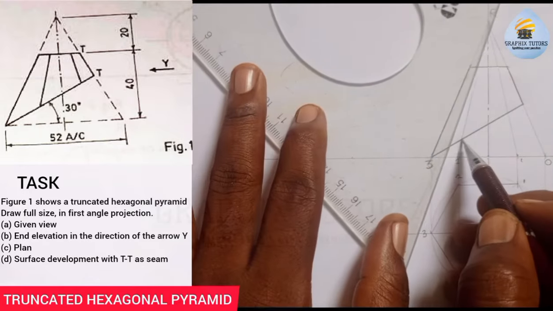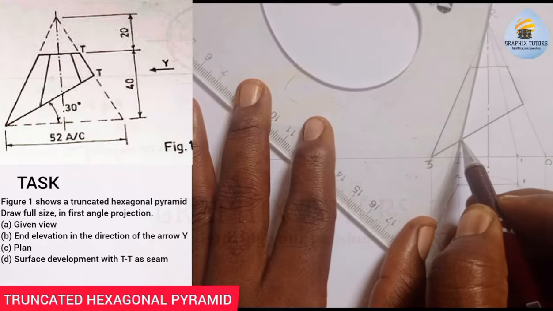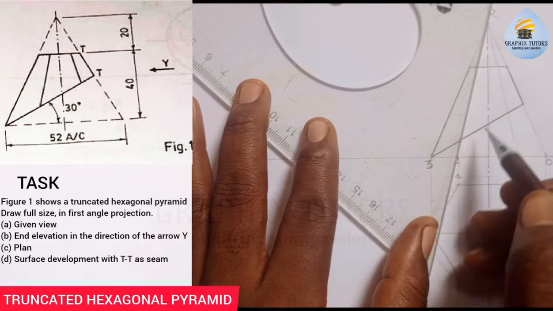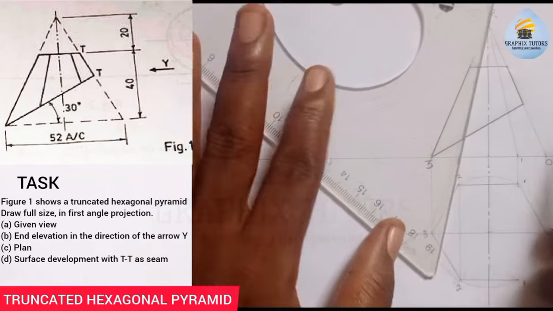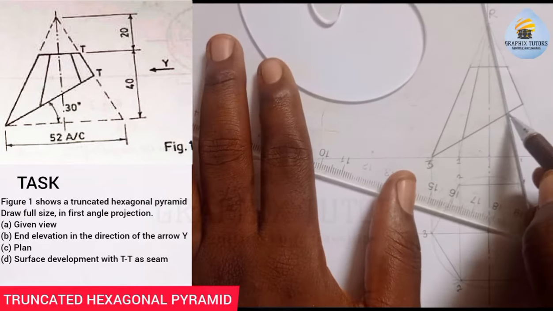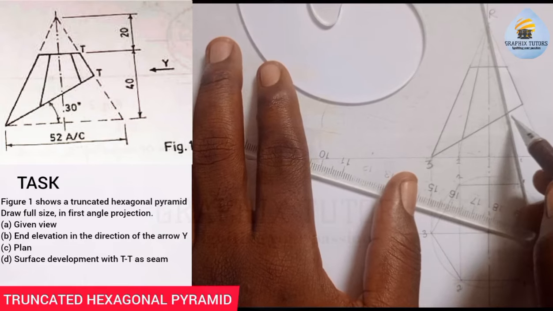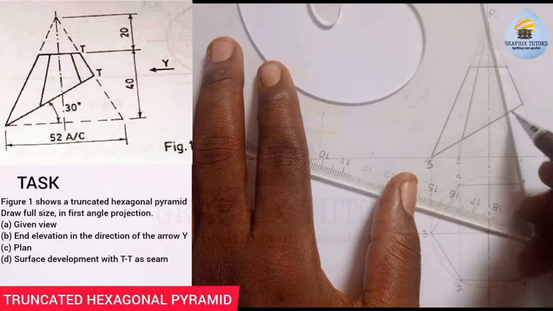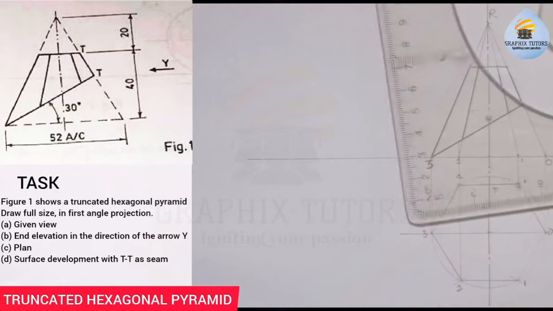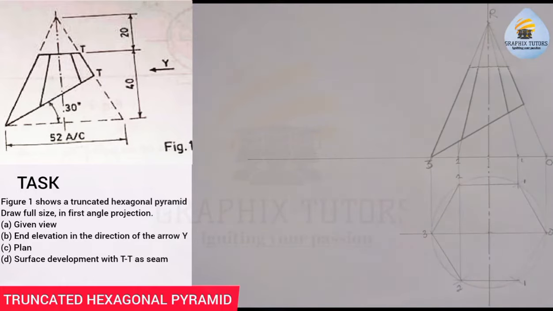So what I'll do is this point here, I'll take it in, and this point here, I'll also take it in. So this is what we have. That we reproduced that figure you can see at the right hand side of the screen. That is the given figure according to what we are told, the given view.